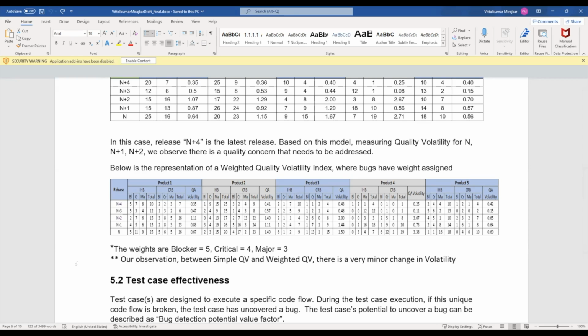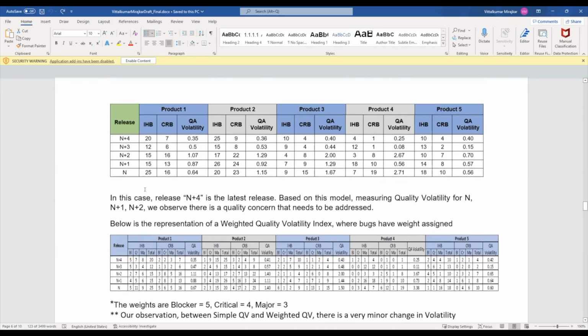Based on our analysis of just simple quality volatility, we were able to identify that out of the 12 products, 5 products have issues. And we tell them, okay, for products 1 to 5, releases N to N plus 2, we have issues.